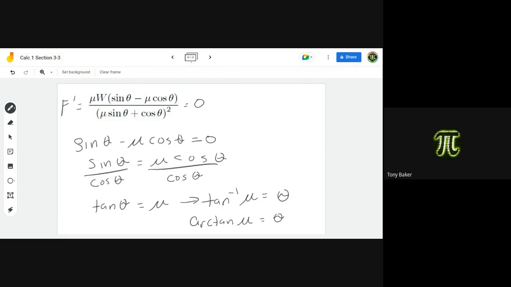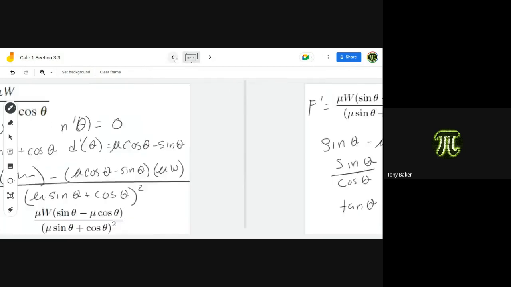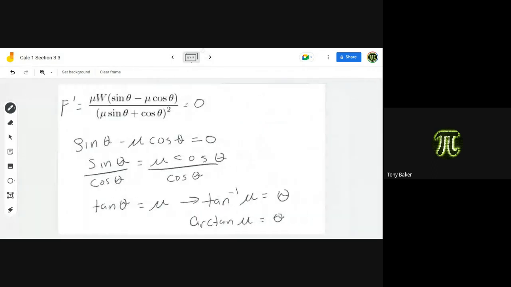There's some sort of angle identity for sine minus cosine theta. No. Only squared. All right.